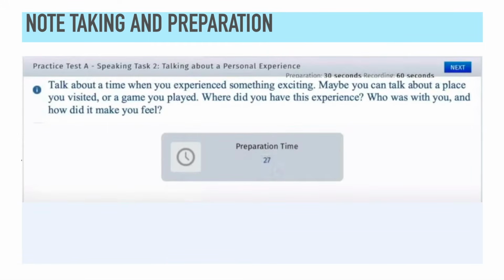So we have 30 seconds to prepare. How should we make the best use of this time? My first advice to you is to quickly choose an event.